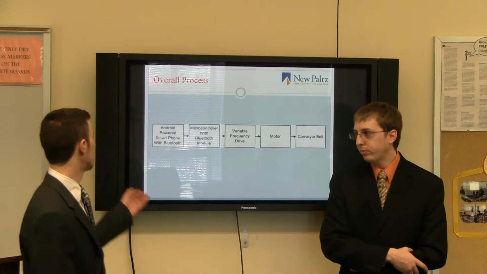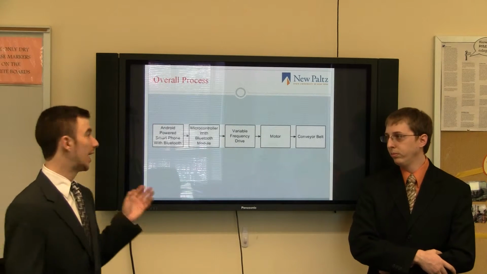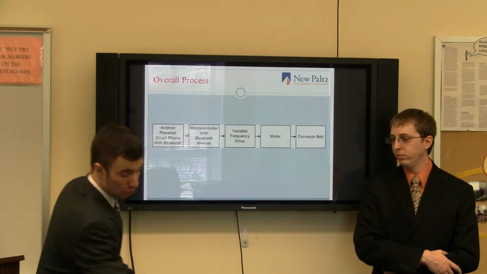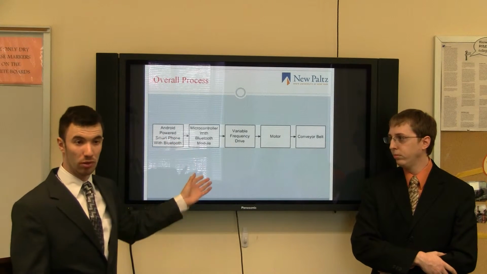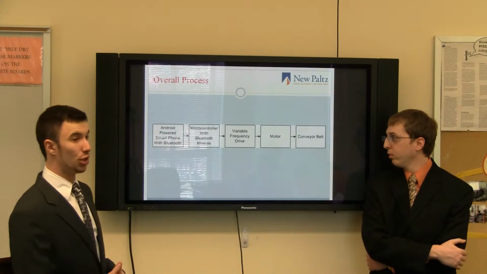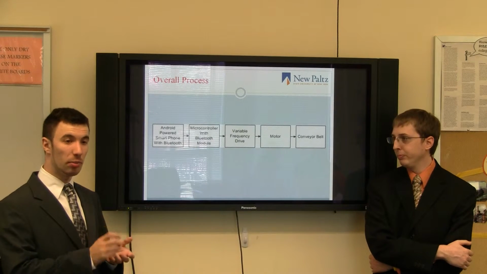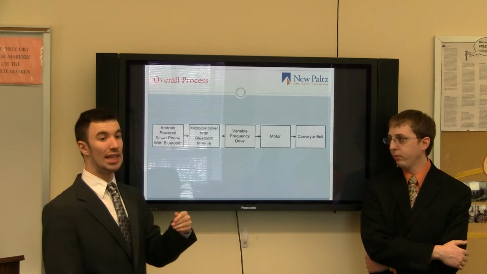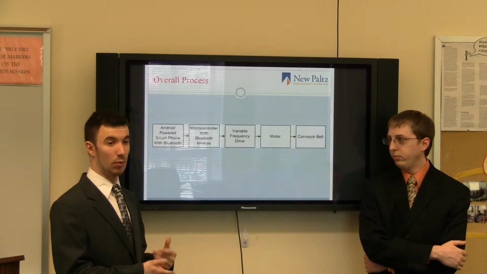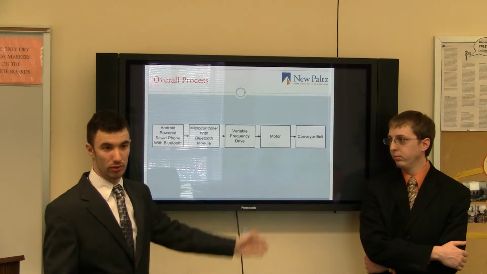So as you can see, this is the overall process that we've laid out. It's an Android phone, such as this one, connected to an Arduino microcontroller with a Bluetooth module attached to it, which will send signals via analog pins to a variable frequency drive, as Eric pointed out, which will relay that control to the motor that we will show for the conveyor belt.